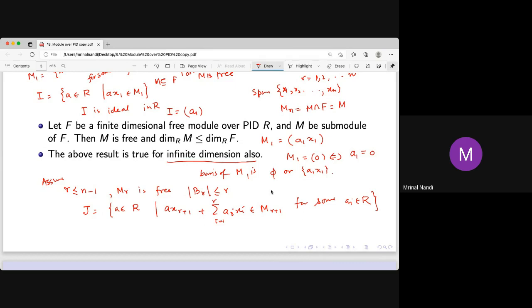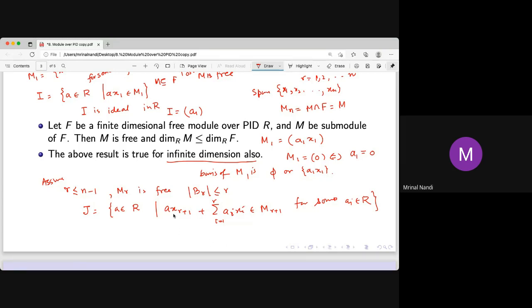So M may contain some elements which do not have this form, or some element of the form a x_{r+1} may not be in M. So the other is not true. Sorry, every element of M_{r+1} is of this form, but not every element of this form need be in M; it may not be true the other way. All elements of this form, on the right side, may not be in M_n or M_{r+1}.